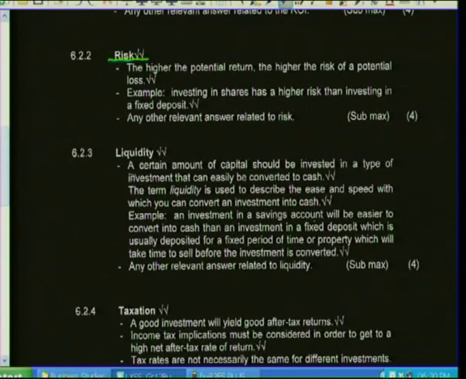Our next one that we talk about is liquidity. Now, I underlined here, I said the term liquidity is used to describe the ease and the speed with which you can convert an investment into cash. For something to be liquid, it means how quick can I get rid of this and get cash in my pocket? Think about something like a house.